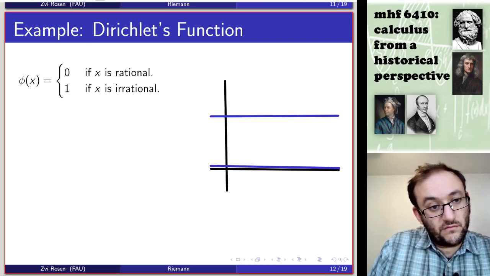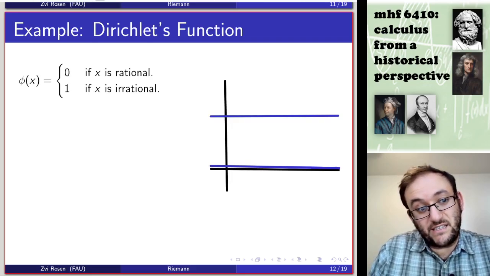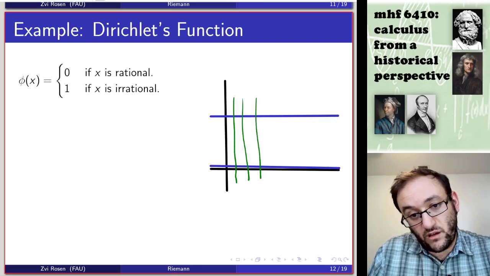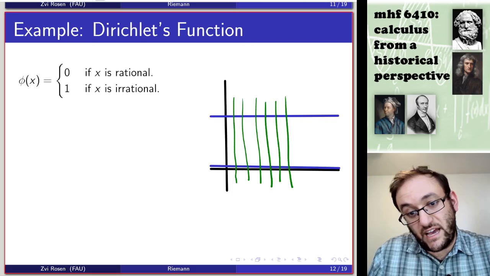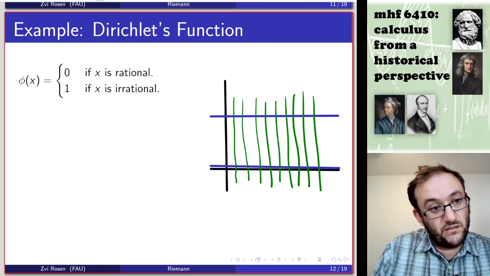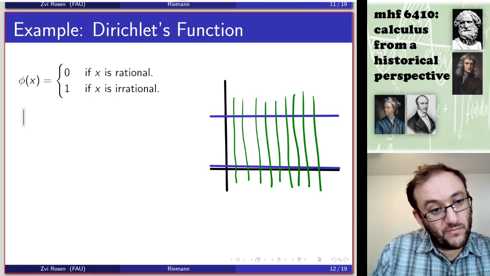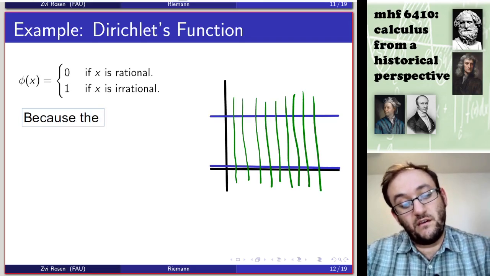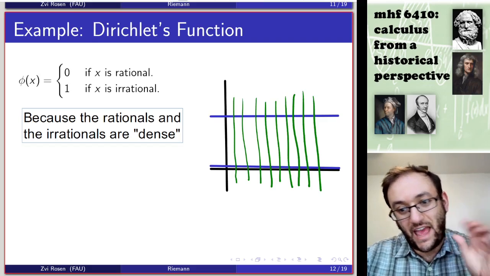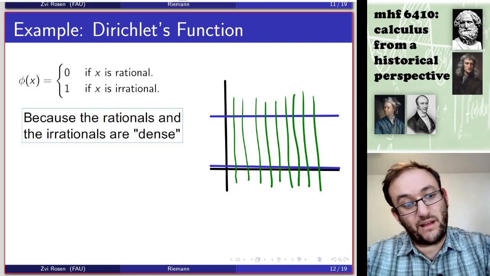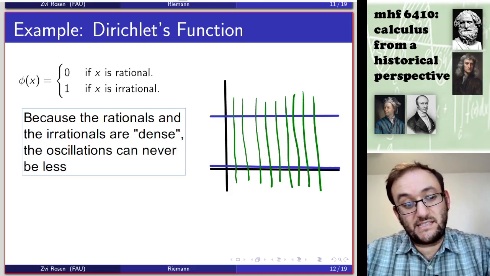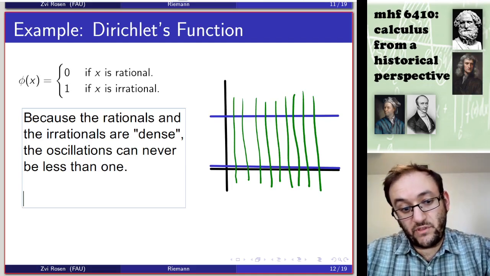So what Riemann's integrability condition says is, if this is going to be integrable, then as long as we get the partition into small enough pieces, I should be able to bound the oscillation within any one of those intervals. But because the rationals and the irrationals are what we call dense, meaning they're found in any interval, no matter how small, you're going to find rationals and irrationals. The oscillations can never be less than 1.